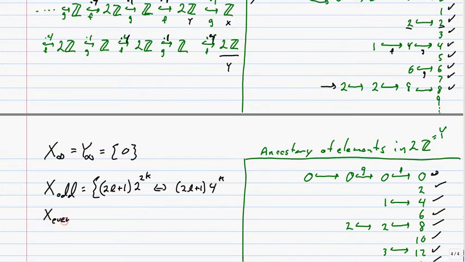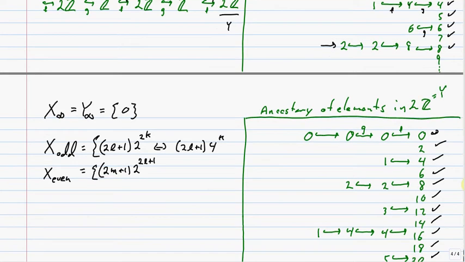X even turns out to be odd numbers times odd powers of 2. I'm running out of letters here, but hopefully you get the idea. And I claim that's all the integers. All the integers can be represented as one of the following: either 0, 2l plus 1 times 2 to the 2k, or 2m plus 1 times 2 to the 2l plus 1. So you can play around with that if you don't believe me.